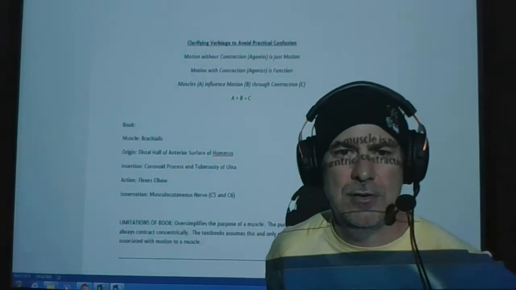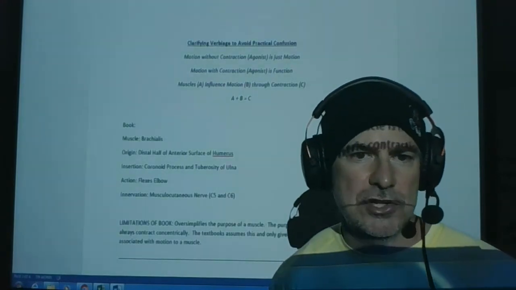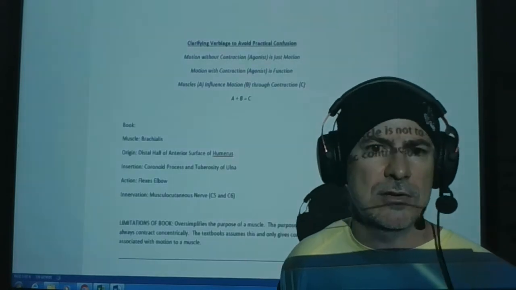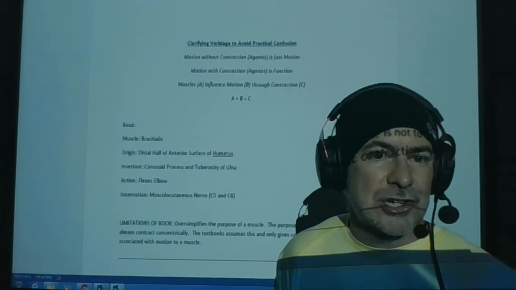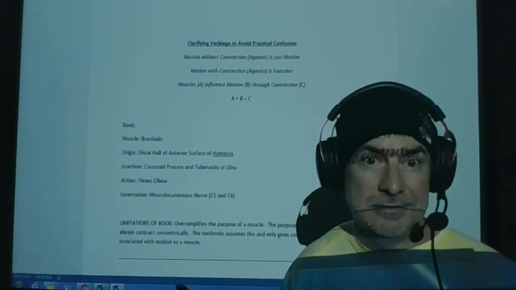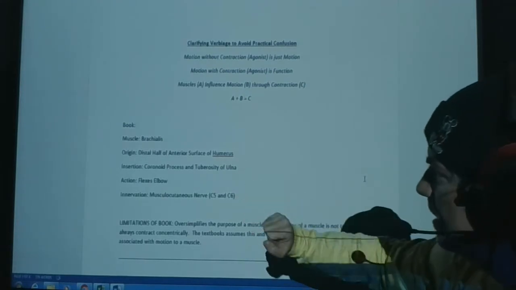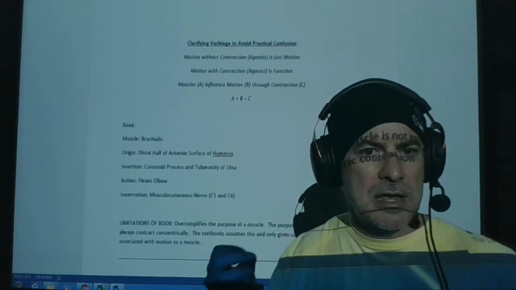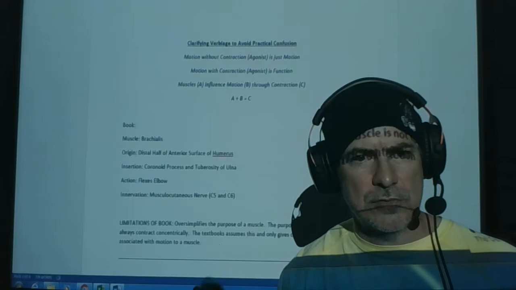What does it do? What's your function? What do you do? What's the function of a policeman? What's the function of a fireman? What's the function of a nurse? What's the function of a doctor? The action is kind of foggy. Okay? So I give some examples of what you may find in the book. Now, again, I'm not saying the book is wrong. I'm saying the book can be unclear about the true purpose of muscle function.